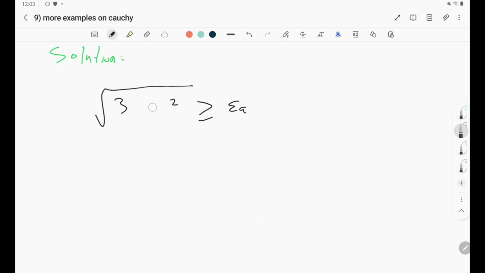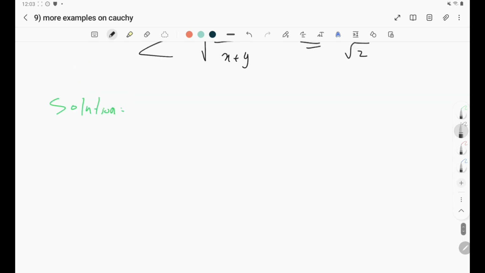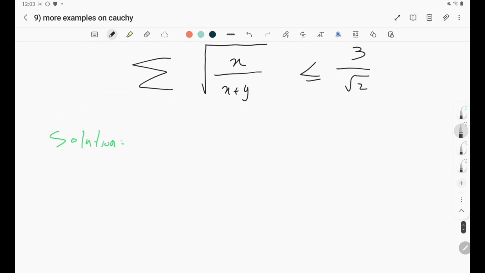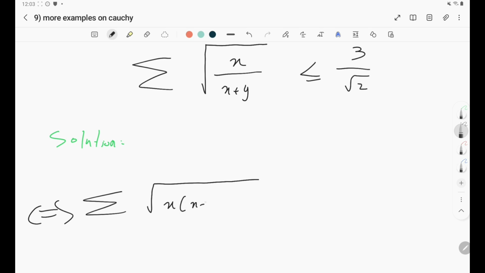Okay, so we tried many ideas, they all failed us. So now the only idea we're going to do is just the simple expanding idea. So our inequality is the same as sigma root x times x plus z times y plus z is less than 3 over root 2, and we have pi root x plus y. That's it.